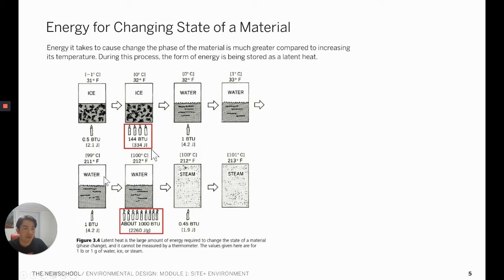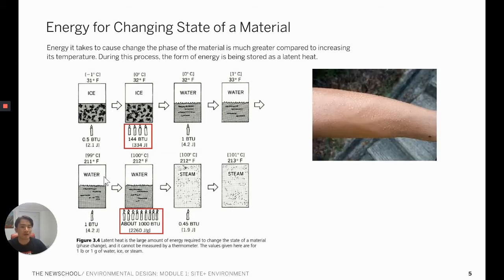It takes 334 joules to melt the ice and change its phase to a volume of water. The boiling phase takes even more latent heat for its phase change. As you can see here, it takes 2260 joules to evaporate the 100-degree water into steam, while the temperature does not change during this time.